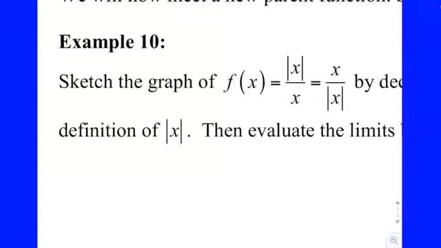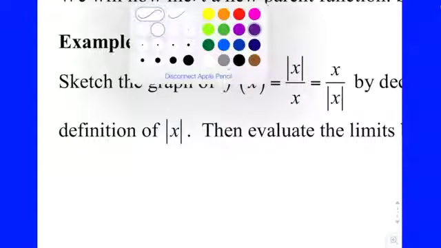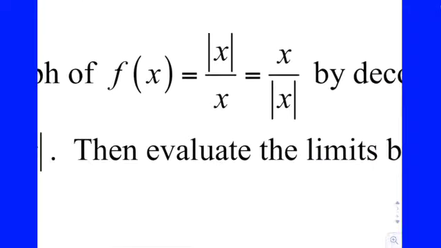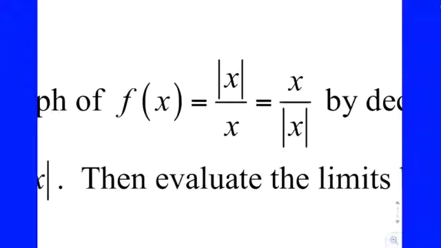Okay, so there we go. Try to get my pen. It's not working. All right, sketch the graph of this guy. This is the absolute value of x over x, which, believe it or not, is equivalent to x over the absolute value of x. And it's not 1, believe it or not.